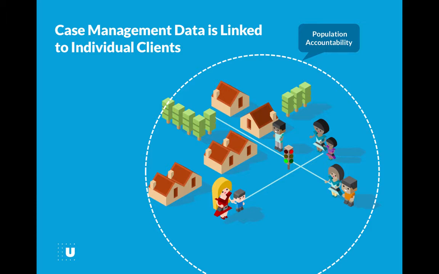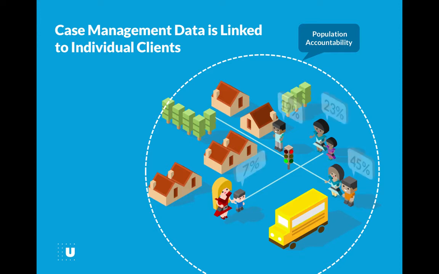In our transportation example, population accountability means that everyone should be able to get where they need to go safely and on time, regardless of whether they are riding a bus to school, driving their car to work, or walking to the store. Case management data are uniquely powerful because they are linked to individual people or families, rather than to groups of people like entire schools or neighborhoods.